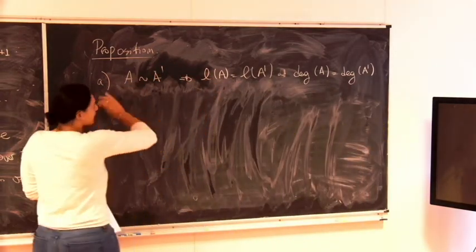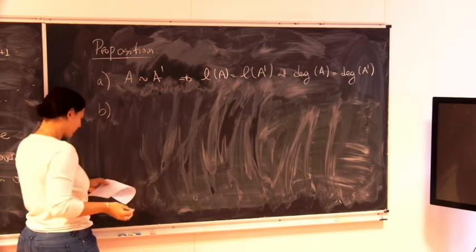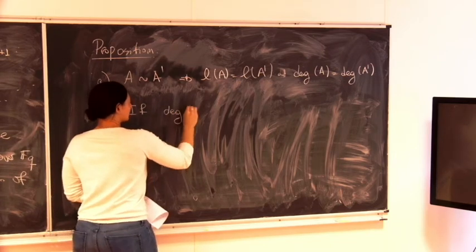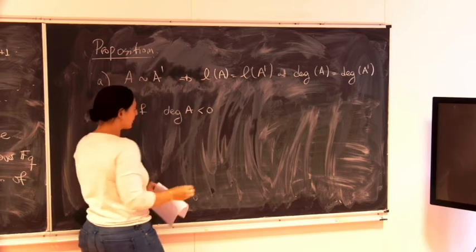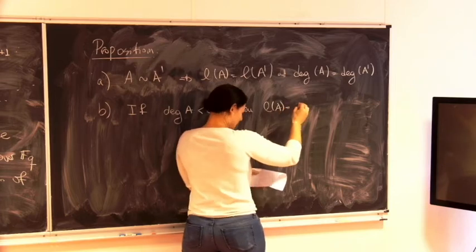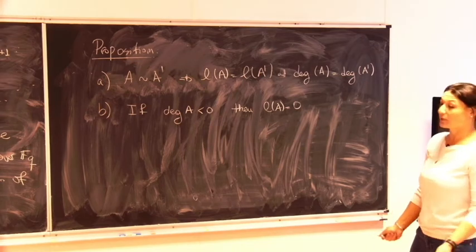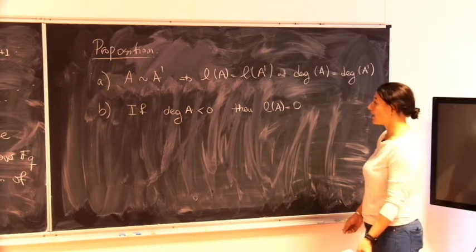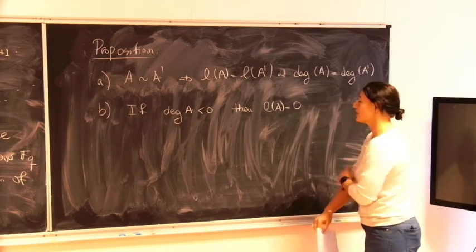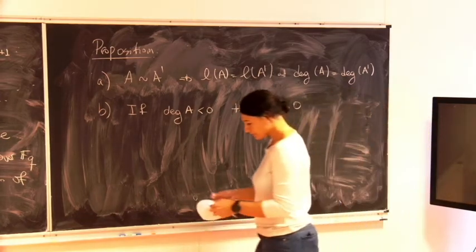So this first part is proved by all the other results that we had before. Then if the degree of A is negative, then the dimension is 0. And again, of course, this is because what we have proved, that if we have a negative divisor, then we only have the 0 inside there.